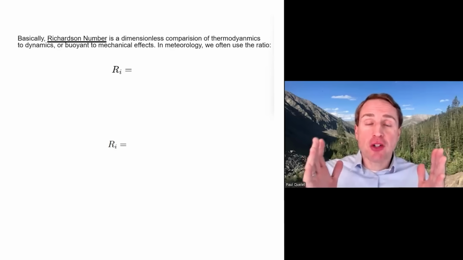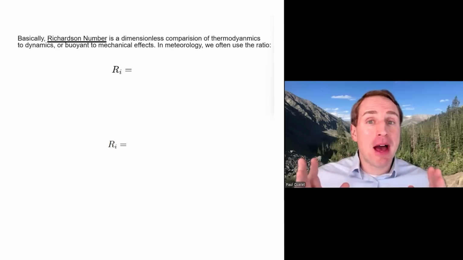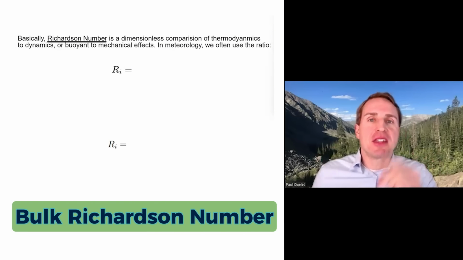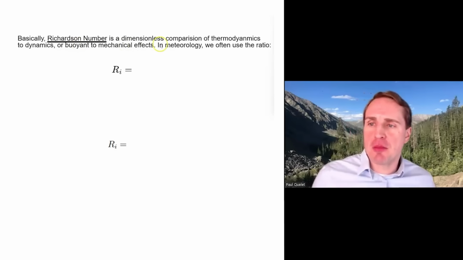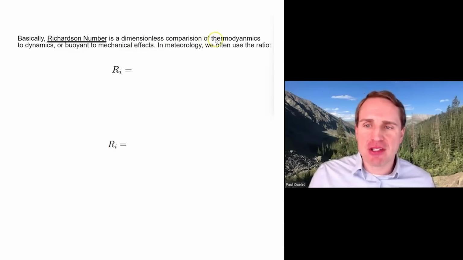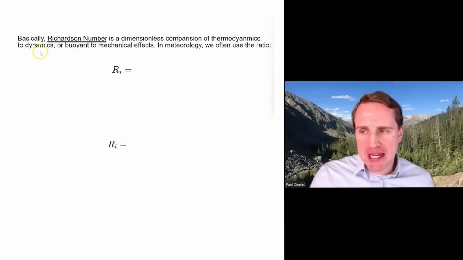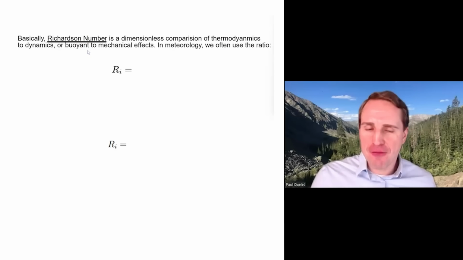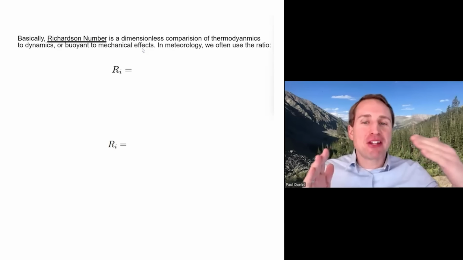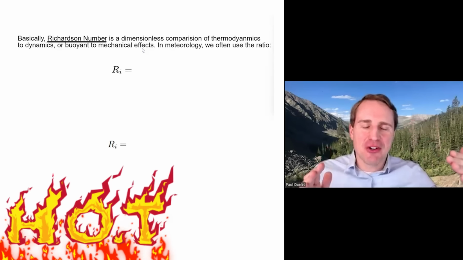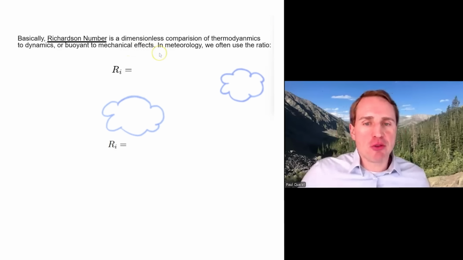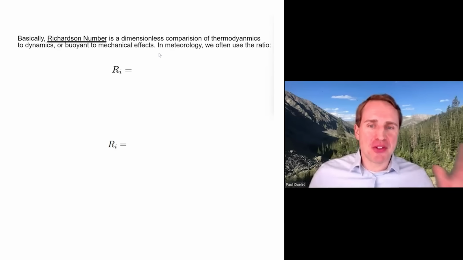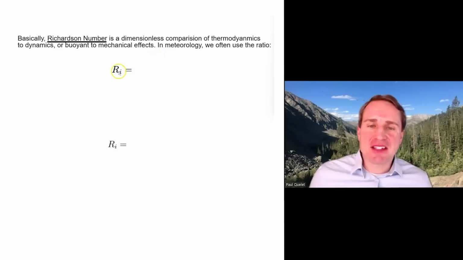I wanted to interject on the video here and say a little bit about the bulk Richardson number. That's the BRN that's mentioned in this video. The bulk Richardson number is a dimensionless comparison of thermodynamics to dynamics. In other words, buoyant effects to mechanical effects. The idea is that there are some things driven by heat in the atmosphere and some things driven by motion. When we compare those two things, we see something about the stability of the atmosphere, and that's essentially the Richardson number.